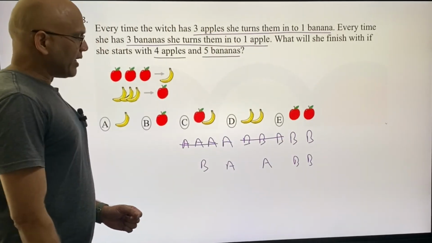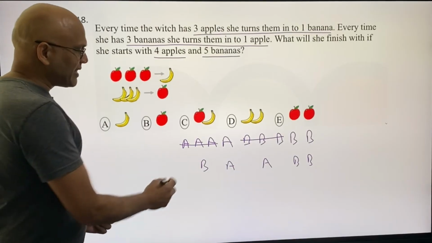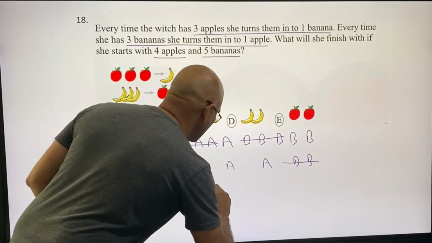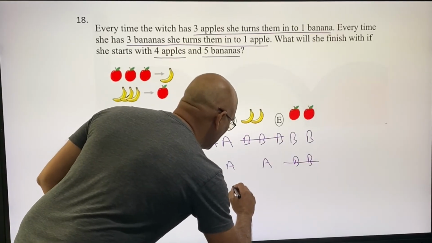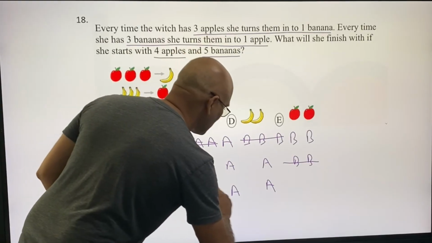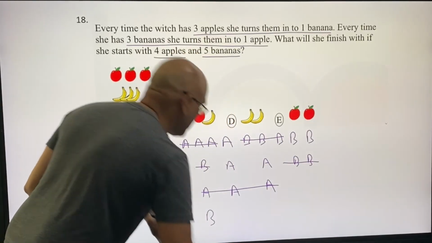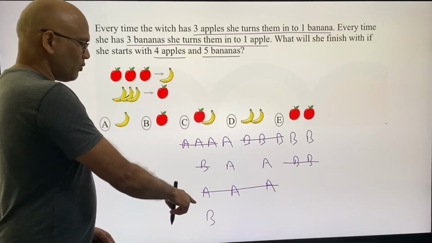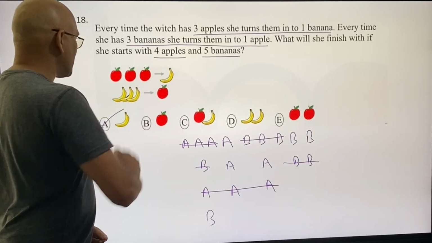Next, I can see that there are 3 bananas. So these 3 bananas will turn into an apple. This apple is remaining. This apple is remaining. Now I have 3 apples. So now these 3 apples are going to turn into a banana, right? So what will be left is a banana. Correct choice is A.